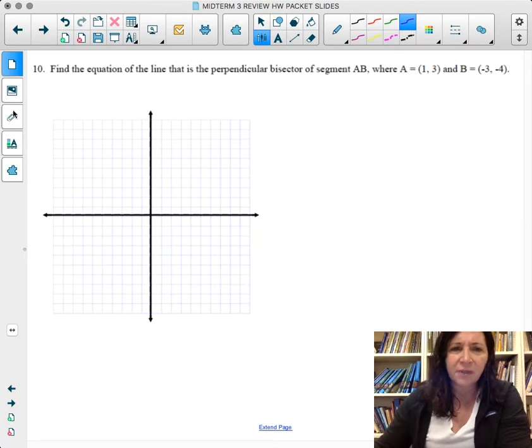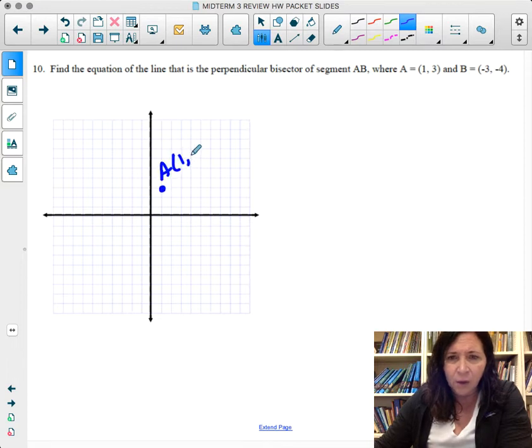Next question says, find the equation of the line that is the perpendicular bisector of segment AB. So I'm going to graph this. So over 1, up 3. So here's A at (1, 3). B is at (-3, -4), so somewhere down here. So there's B at (-3, -4).